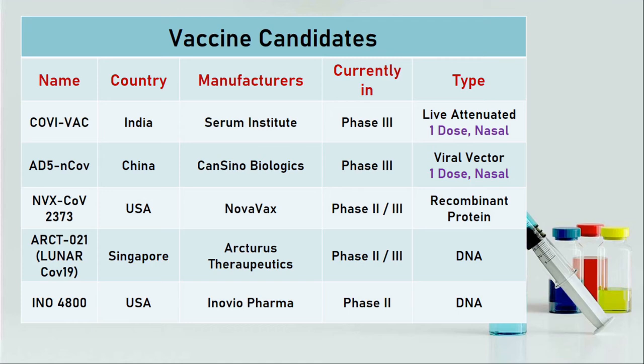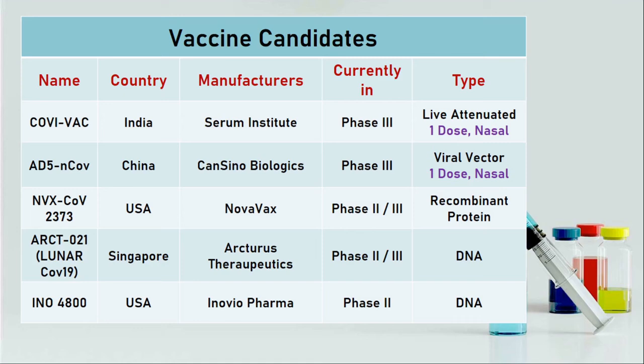Covivac from Serum Institute India, which is actually a live attenuated vaccine and a new strategy. And one good thing about this vaccine is it is going to be only one dose required, and it is administered intranasally, while all other vaccines were administered intramuscularly by injection. So, this will be, I think, a preferred route of administration.